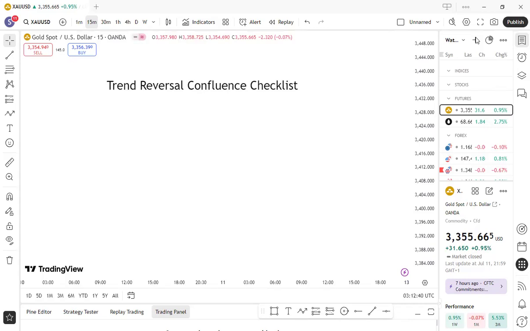If you see at least four reversal confluences, you need to wait for more because price is building.